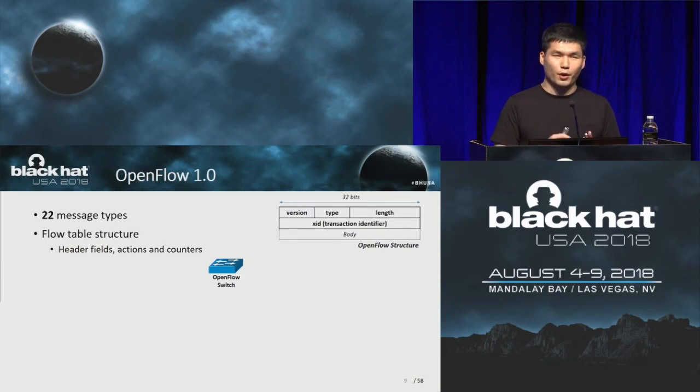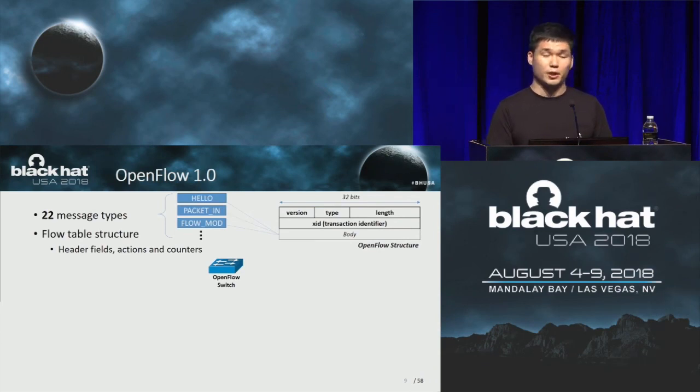In OpenFlow 1.0, every OpenFlow message begins with the same header structure, as shown in the top right. Following the header, the body section starts in accordance with each OpenFlow message type, such as packet-in or flow-mod. In OpenFlow 1.0, there are 22 message types in total.